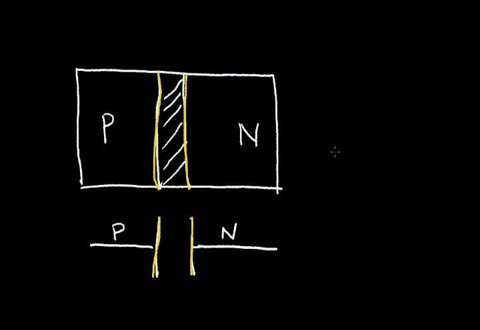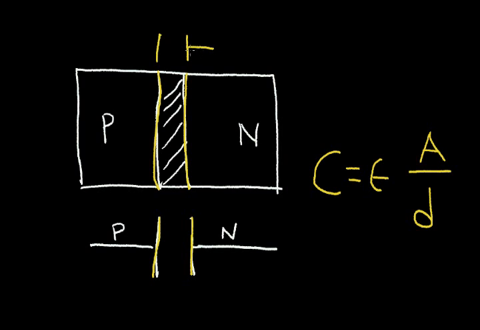Now recall that the equation for capacitance is the Greek letter epsilon times the area of the plate divided by the distance between the plates. Now the distance between the plates is this distance here, d. And this distance between the plates is the dimension of our depletion region.